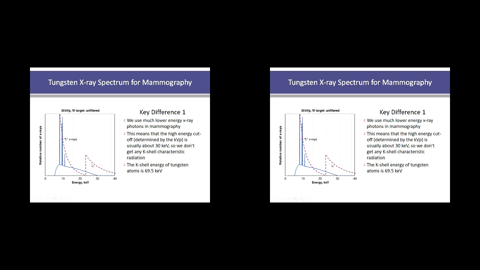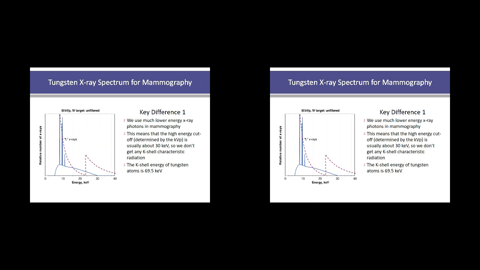So we're not going to see any K-shell characteristic radiation because we're operating at maybe 30 keV, so we're not going to exceed the binding energy of the K-shell of tungsten, which is 69.5 keV. However, we are going to exceed the L-shell energy, which is why we see on the unfiltered spectrum these big characteristic peaks here.